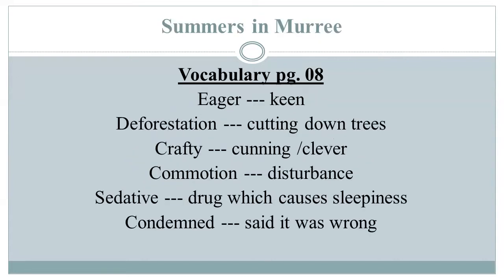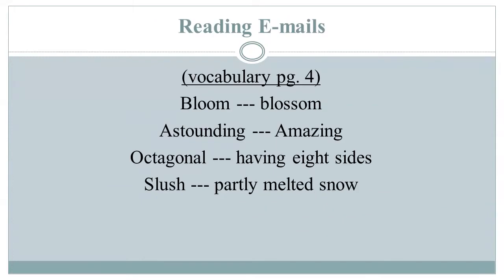Our first lesson is Reading Emails. And the vocabulary exercise of Reading Emails is at page number 4. Vocabulary of Unit 1 Lesson number 1 is discussed in question answers. So the words we are going to remember from this section are bloom. It means blossom. You can understand this word from the example that many flowers bloom in spring, or many flowers blossom in spring.